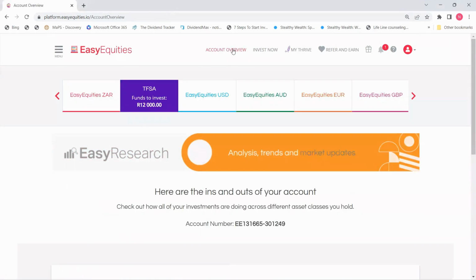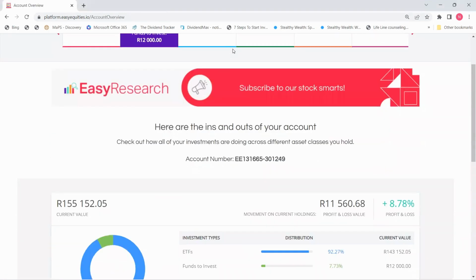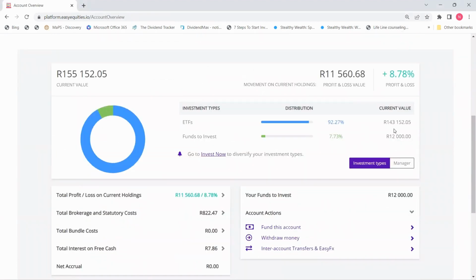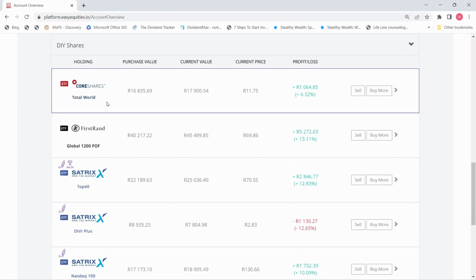Let's go to account overview so that you can see what my TFSA account is looking like at the moment. So here we go. ETF's current value is 143,152 Rand, and I've just deposited that 12,000 Rand. So firstly, I'm going to buy this ETF called the Core Shares Total World. As you know already, this is a basket of 9,000 shares from 49 different countries. Purchase value, which is the amount that I invested so far, is 16,835. Current value is 17,900 Rand, and that is a profit of 6.32%.